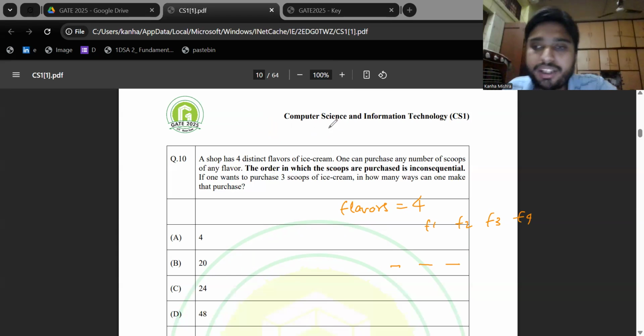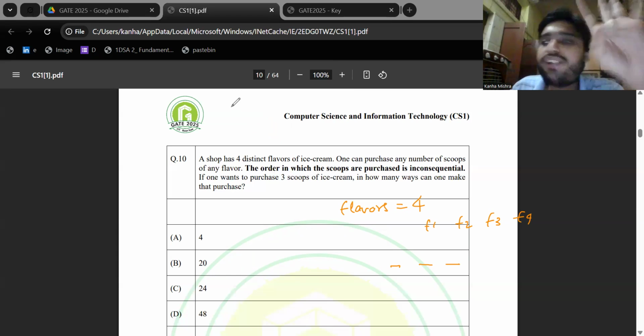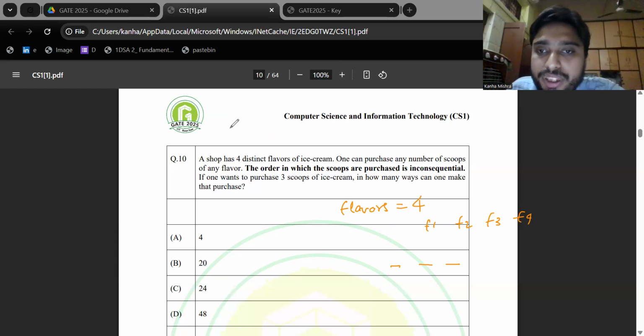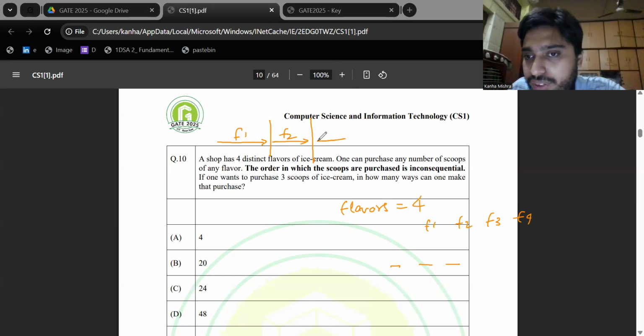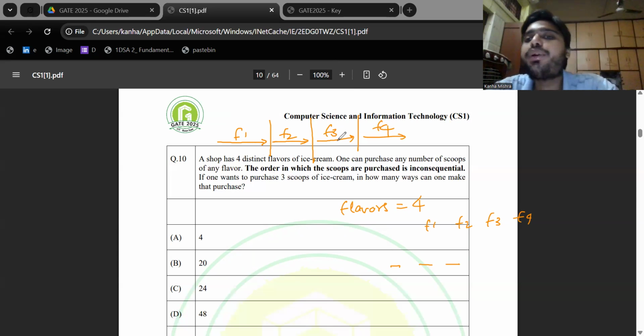So instead, if I have to divide four flavors, I can use three bars in between them. From here to here, I fill flavor one, then I put a bar. From here to here, I fill flavor two, again I put a bar. Here to here, I put flavor three, I put a bar, and here to here flavor four. So how many bars do I need to divide them? Total three bars.